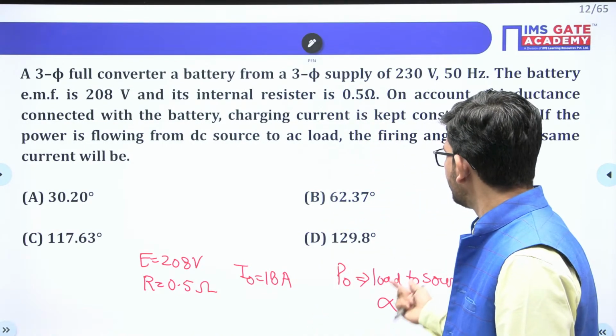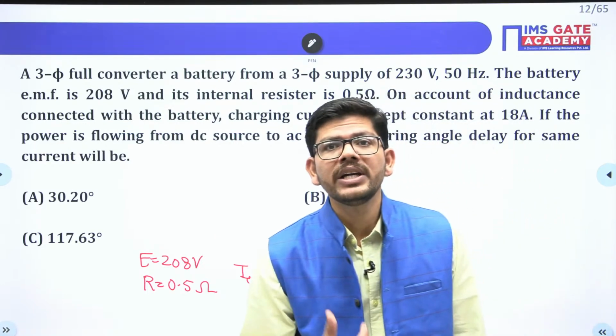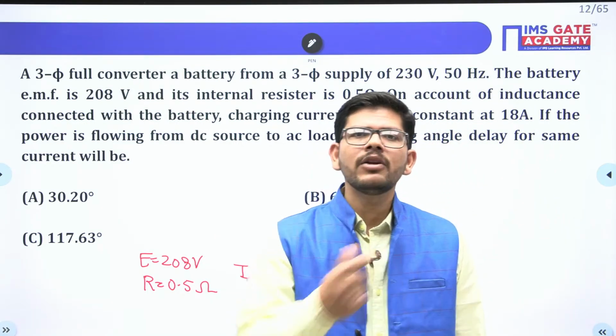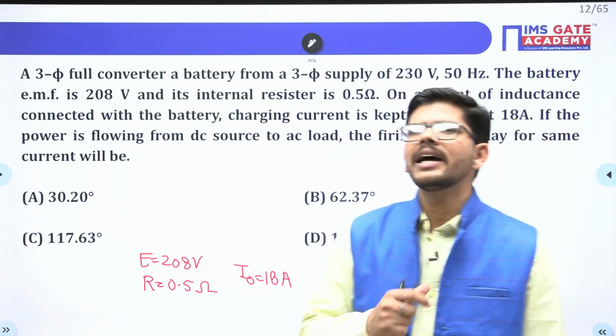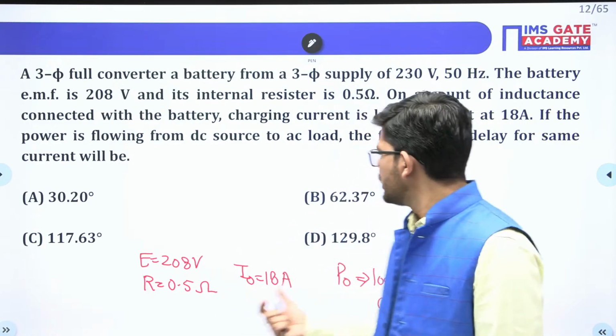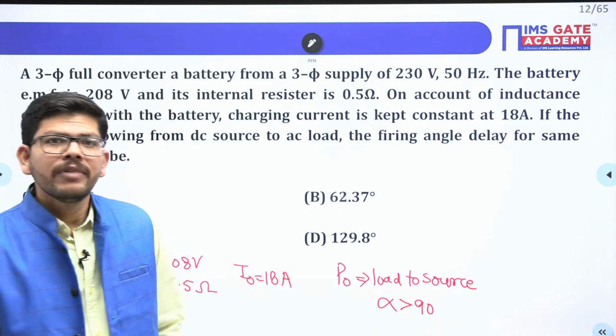You know that when the load is delivering power to the source, of course, the firing angle has to be greater than 90. So it cannot be below 90. So I think option A and B cannot be the correct answer. Either option C or D must be the correct answer. Now you have to comment which option is correct.